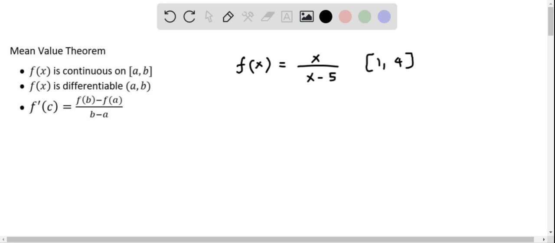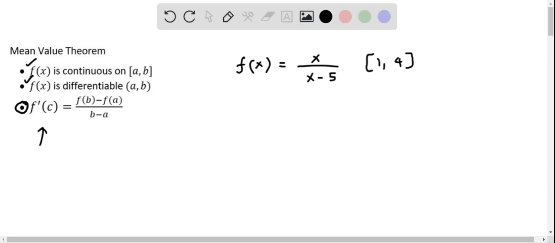Here let's go through the review of the mean value theorem, which states that if f of x is continuous on the closed interval a comma b and f of x is differentiable on the open interval a comma b, then we have f prime of c equals f of b minus f of a over b minus a. So we have to first determine if the mean value theorem can be applied to this function. For that, let's check these two conditions first. If these two conditions are met, then we can say that this equation is true.